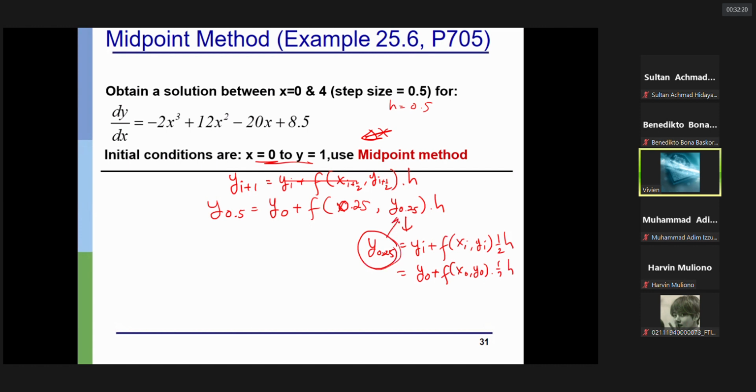Once we have that, we can insert it into the equation if it contains y, so that we have the new slope, the slope calculated at point 0.25. In this case, because this is only a function of x, we can insert that directly in the equation. Then we have the slope here. Once we have the slope, we can predict the y value at 0.5. And then we can do the same for y1, y1.5 and so on. So this is the midpoint method.